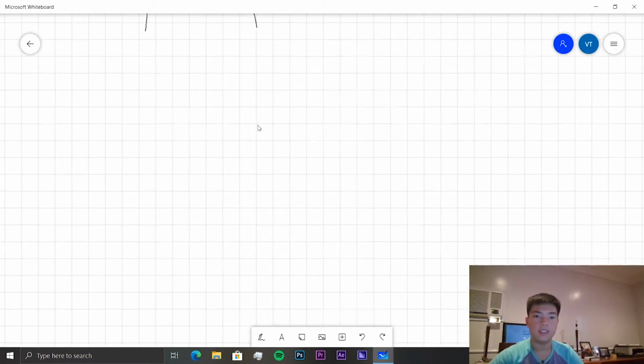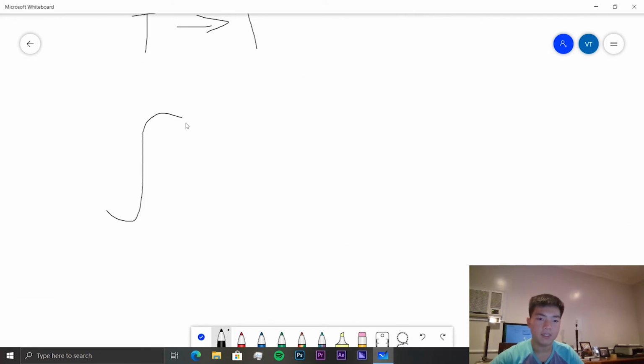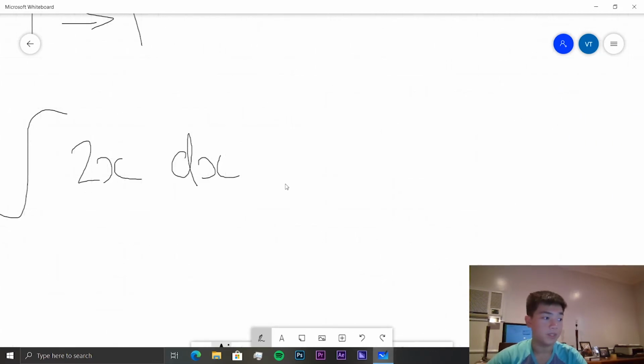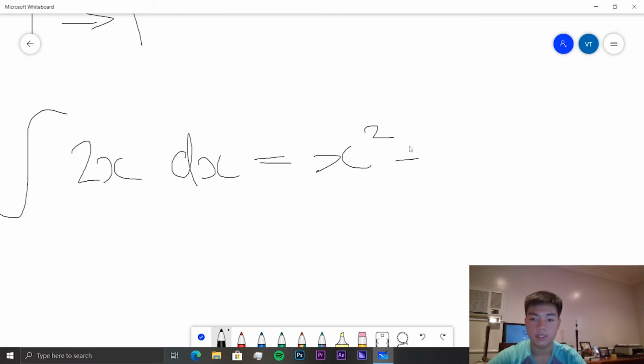So what does integration look like? Let's say we want to integrate the function 2x. So 2x is essentially the derivative of our function. And we have to put dx here because we need to integrate 2x with respect to x. We call 2x here the integrand because it's what we're integrating. So what this will equal is x squared plus c.